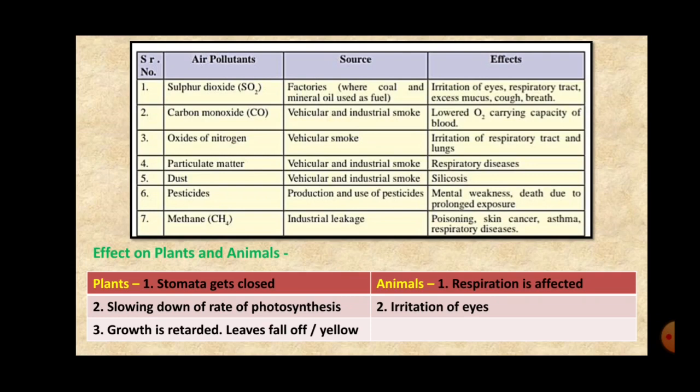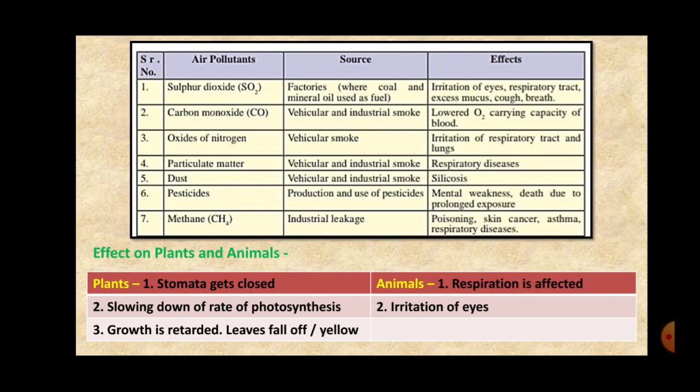Due to this, the growth of the plant is retarded. That is, it does not grow very tall. Its height is less. And at times leaves may fall off or turn yellow. So these are the adverse effects on plants.